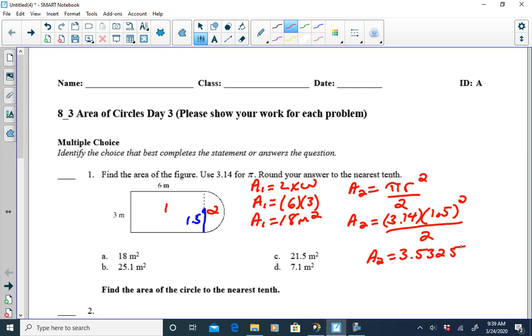3.5325. The total area is area 1 plus area 2, so we have to add the 18, which is our area 1, to that, and then we wind up with 21.5325. All right, and that's going to be answer C. That's going to be 21.5. Those are going to be meters squared. And it's 21.5 because we're rounding that to the nearest tenth. So we get answer C for problem number 1.